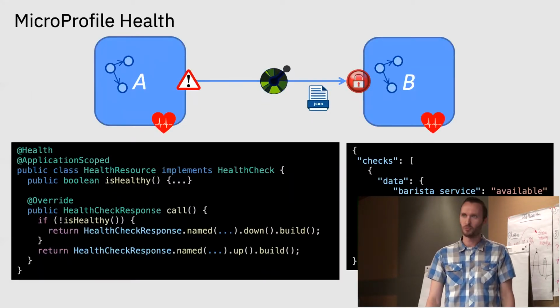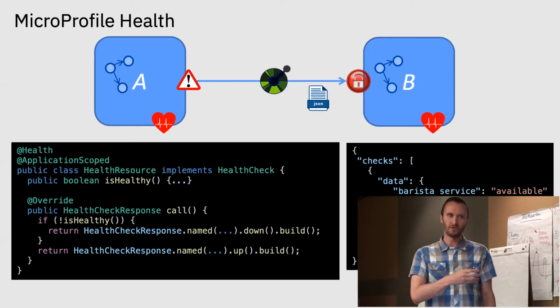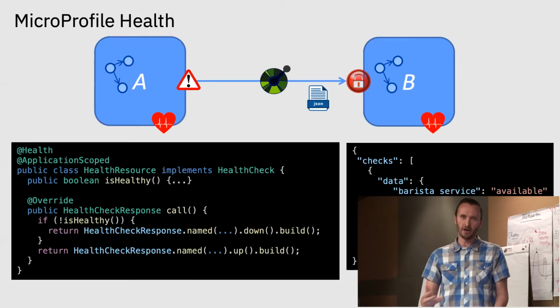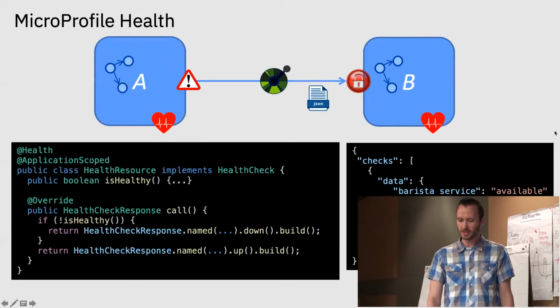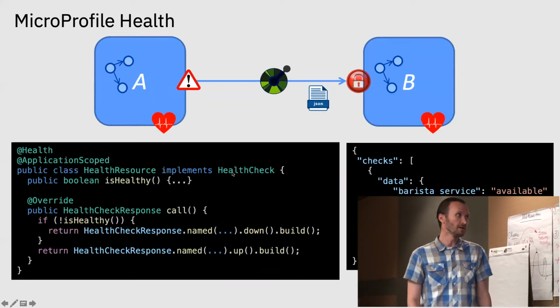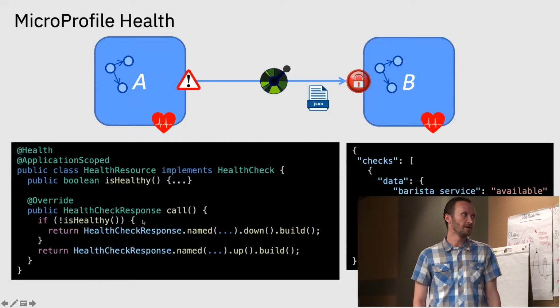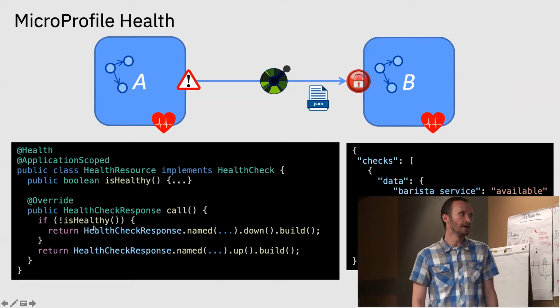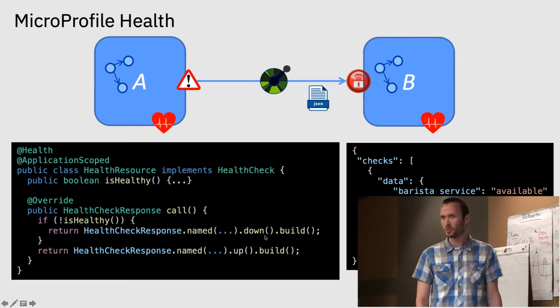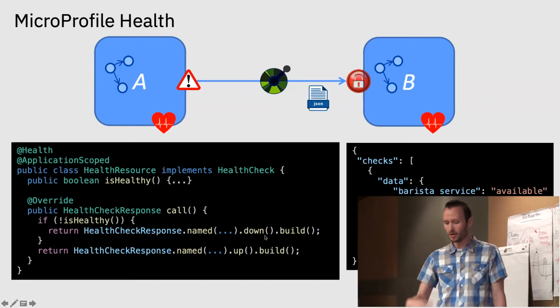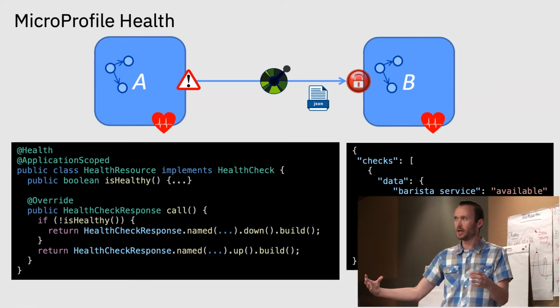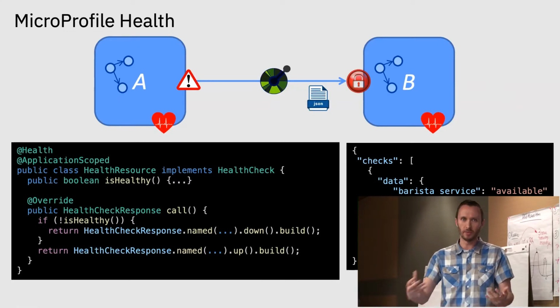MicroProfile Health. Again, this is, I think, a good example. This is a trivial service, but this is a way to standardize what every customer needs to do, which is to have a health check API. So in this case, you implement the health check interface, which has this call method. You do your check of whether or not your service is healthy, and then respond either down or up. The ultimate idea is that once all of these pieces are standardized, then the infrastructure will start to automate a lot of these things.